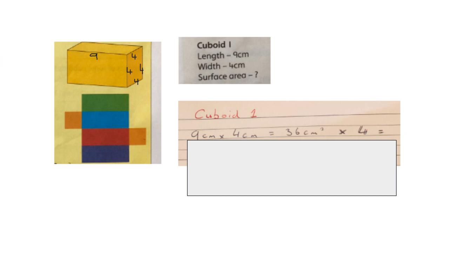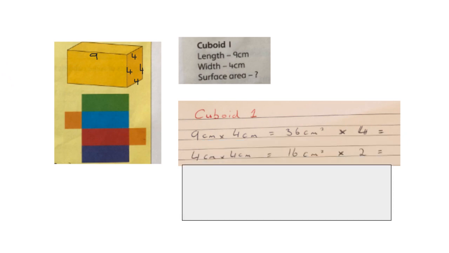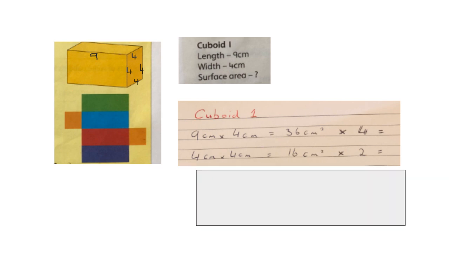Then we have to do our squares. We've got 2 squares, so we multiply 4 centimeters by 4 centimeters, which gives us 16 centimeters squared, multiplied by 2 because there are 2 squares. That, my friends, will give us the total surface area of the cuboid. So we get the answer for 4 multiplied by 36 and the answer for 2 multiplied by 16 centimeters squared, add them together, and that will give us our total surface area.